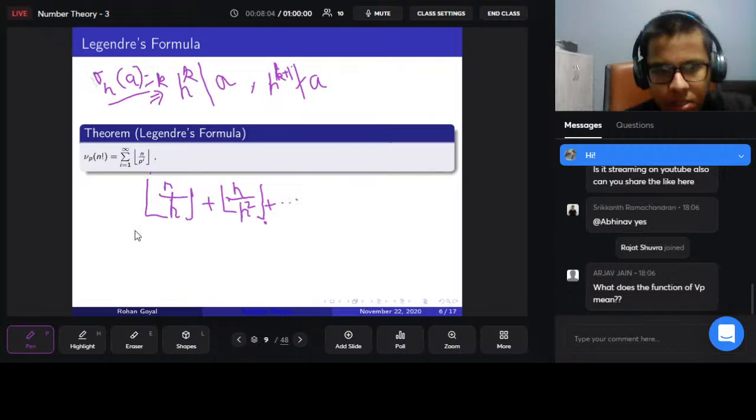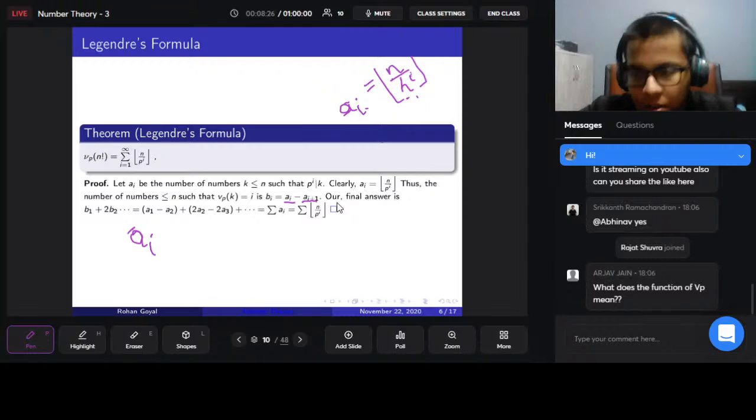Vp of A is defined as k such that p to the k divides A, but p to the k plus 1 does not divide A. That's what Vp means. So this is bi. Now observe that the final power of p which divides n factorial is b1 into 1 plus 2 into b2 plus 3 into b3 and so on.